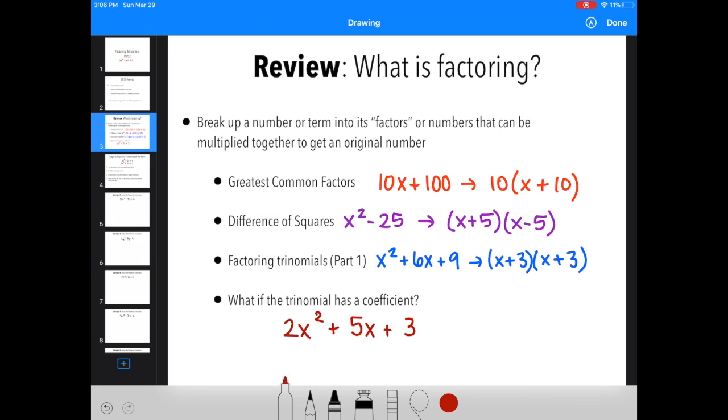What is factoring? It's kind of like backward simplifying. You're going to break up a number into its factors so it can be multiplied to get your original number. Whenever we're given a problem, we want to be able to move forward, and we want to be able to go backward. Using those backward methods, that's what factoring is.